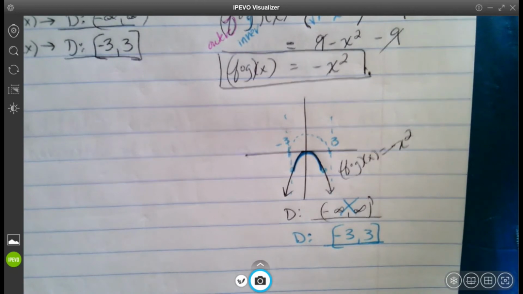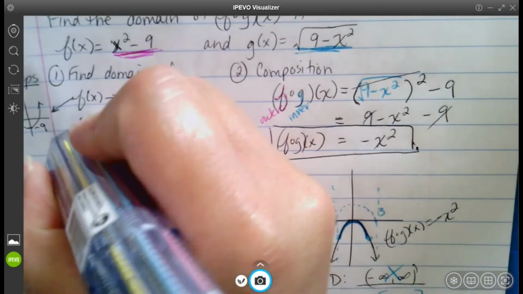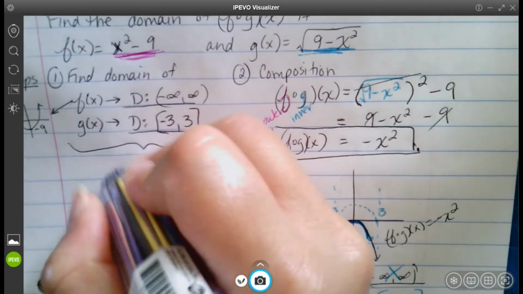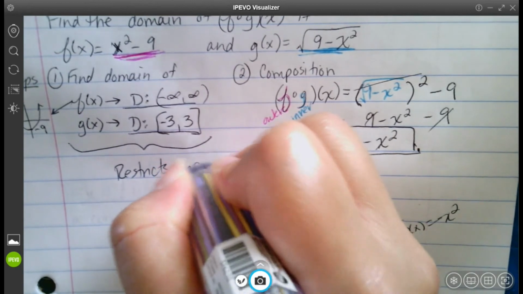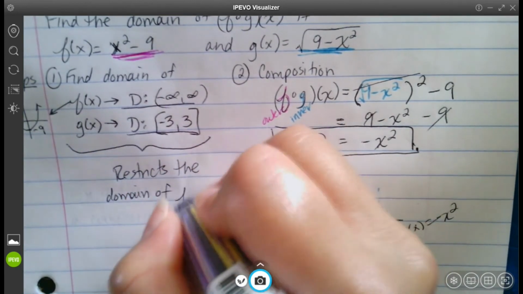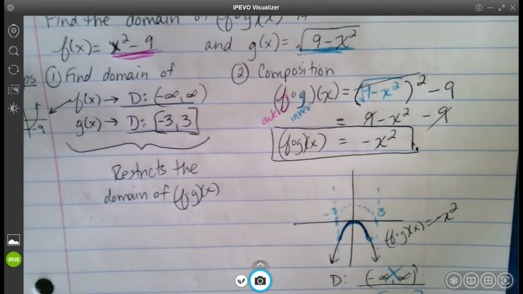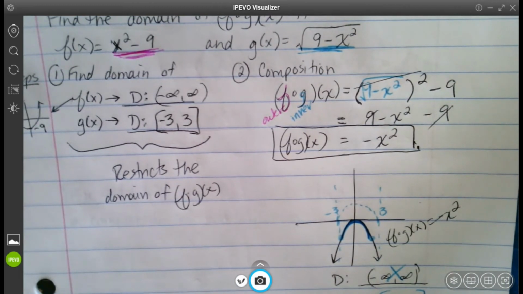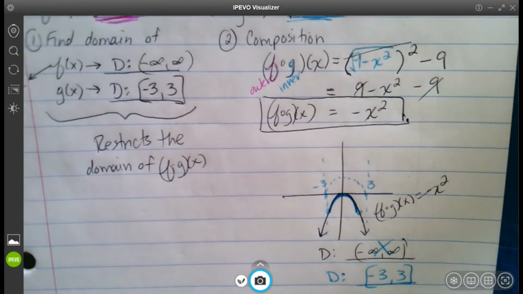So an important note to take away from this is that these guys up here, and this is why we found the domain to begin with, restrict the domain of f composite g of x. So you want to make sure you find these first because you don't want to say, oh, I found the domain and it turns out to be wrong, okay?